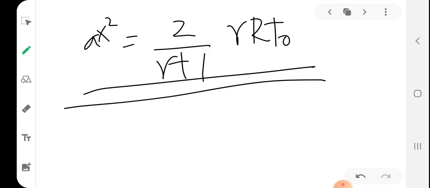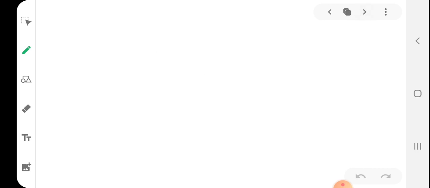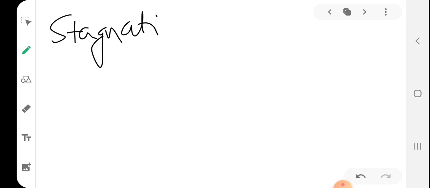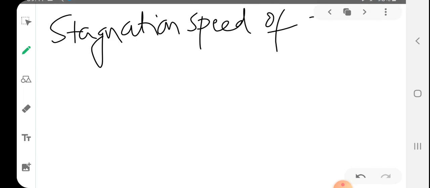Now, how to write the stagnation speed of sound?